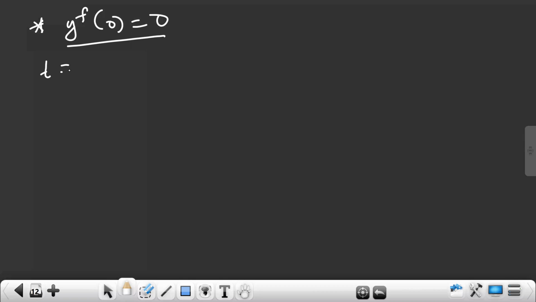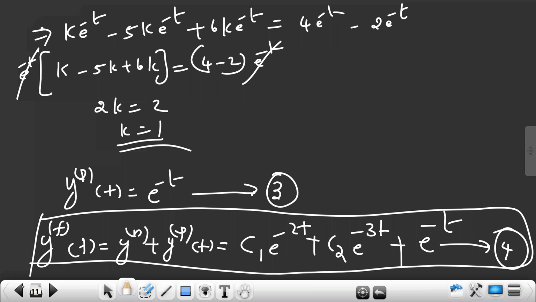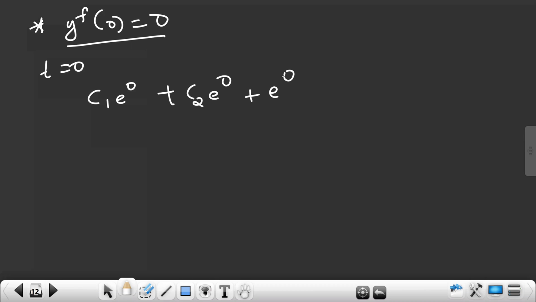So you will substitute t equal to 0 in the previous equation so that it will become C1 e to the power 0 plus C2 e to the power 0 plus e to the power 0 equal to 0, because your output is 0. Initial condition is 0. That is why you have equated that equation to 0. So wherever you are finding t, you will be putting 0. That is the first initial condition that we have. E to the power 0 is 1. So answer is C1 plus C2 is equal to 0. Let it be equation number 5.